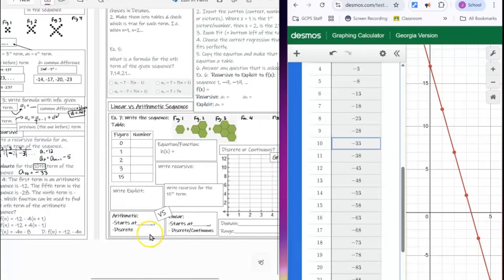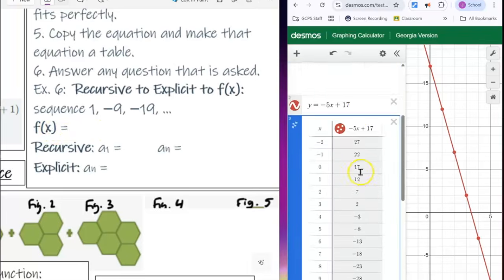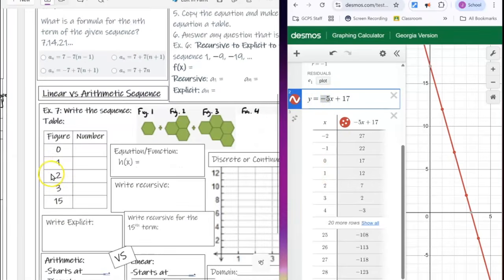At this point, you should have written down your linear function. Your linear function is whatever you have in the calculator, not what I'm pointing to, whatever you have. Then your first term, which is your first number in your table. Then a sub n equals a sub n minus 1, plus whatever your common difference is, which is your slope. Use the knowledge that you have to write the explicit function.